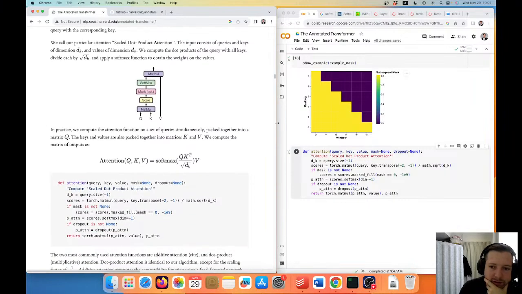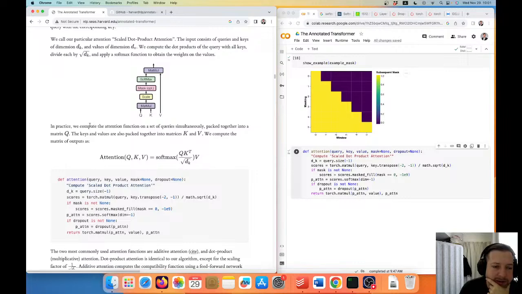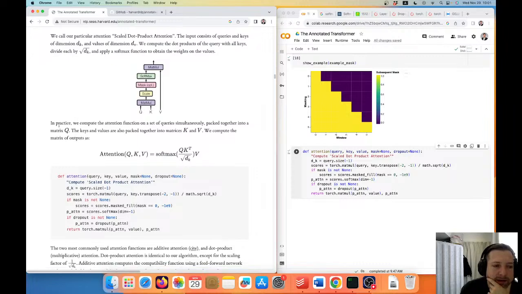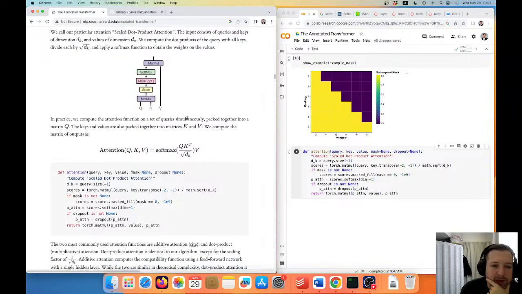This is, I think, what we've already looked at yesterday. Then in practice, rather than doing this on one vector, it says we compute the attention function on a set of queries simultaneously, packed together into a matrix Q. So we have a number of vectors, and rather than doing it one by one, we put them in a big matrix and do a big matrix multiplication, so it's just doing this in parallel. This makes it easy to parallelize if everything is packed into a tensor rather than individual vectors. The keys and values are also packed together into matrices K and V.